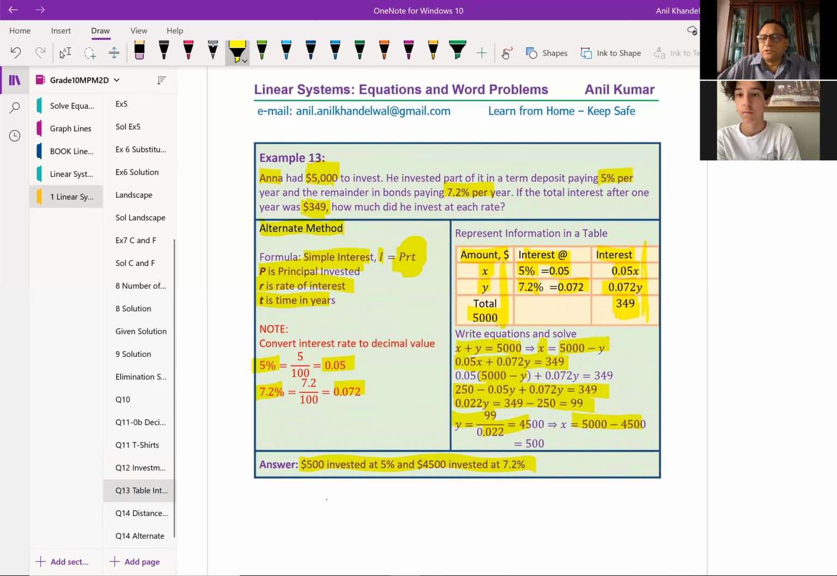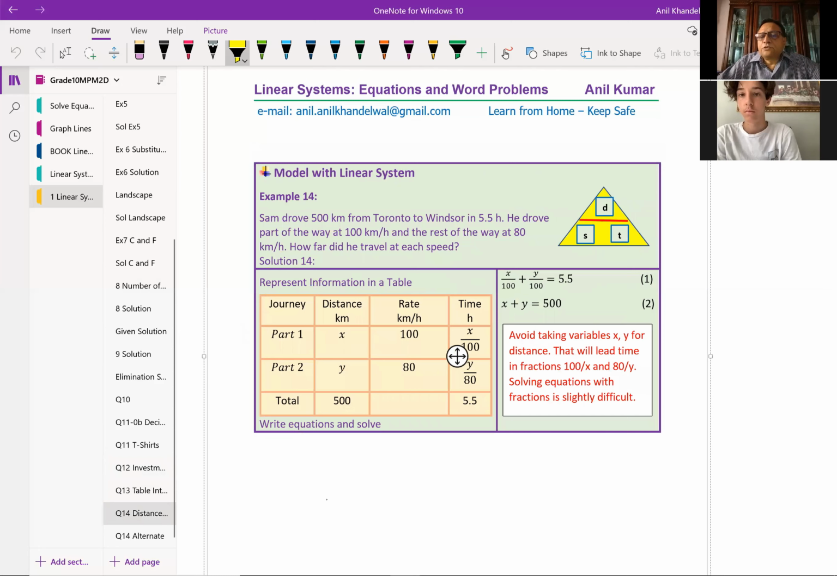Now, the table of values as shown here is very, very important. You could use this for the elimination or substitution method, right? So let me take another example with you, and this time we'll take distance, speed, time.